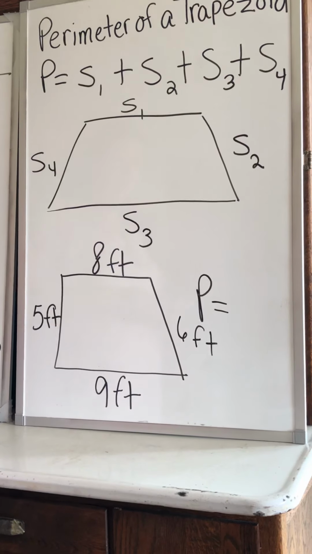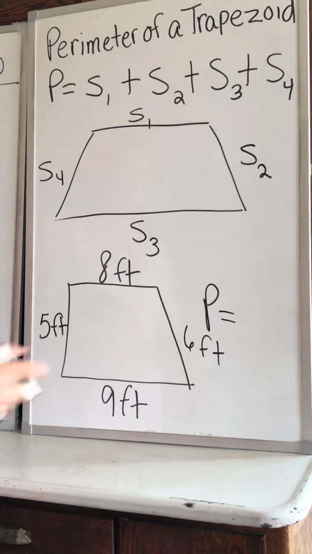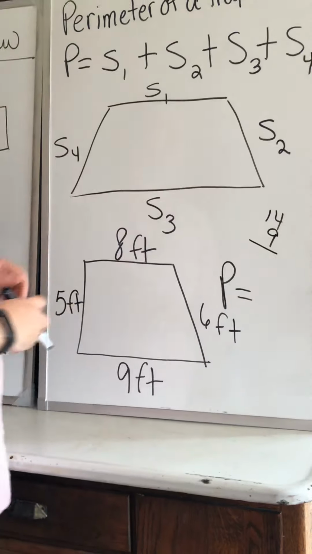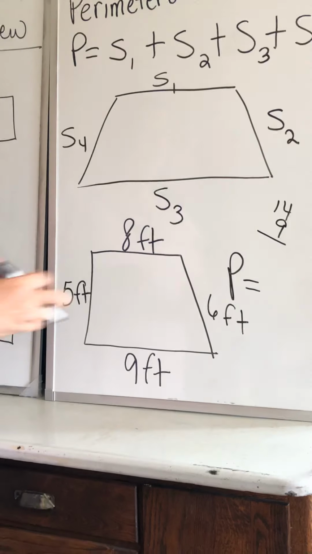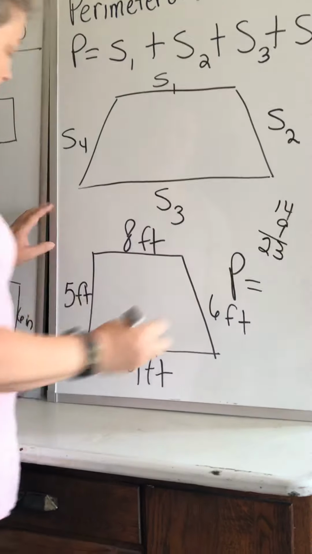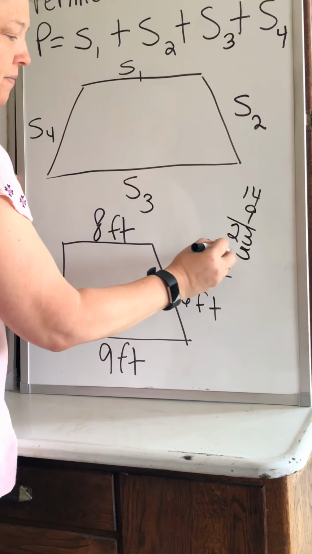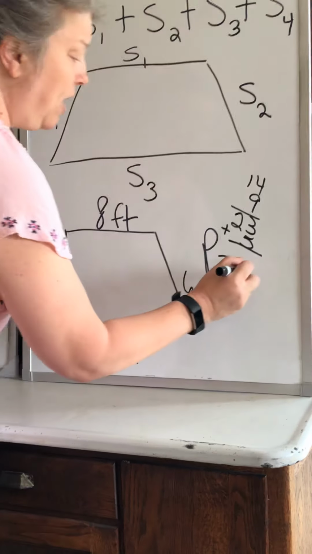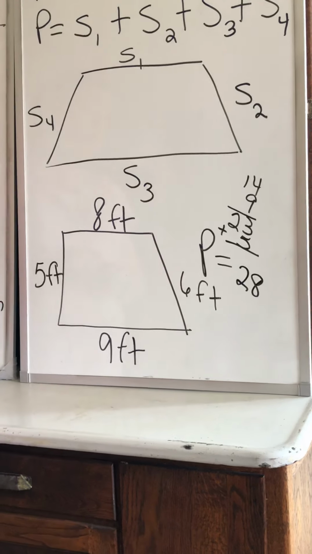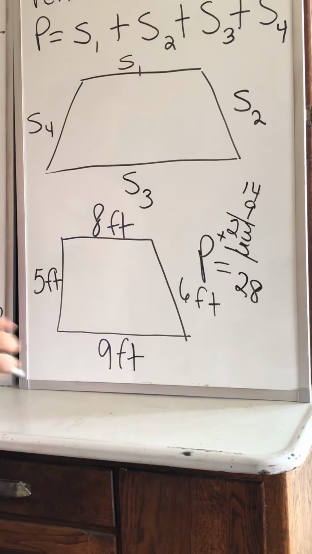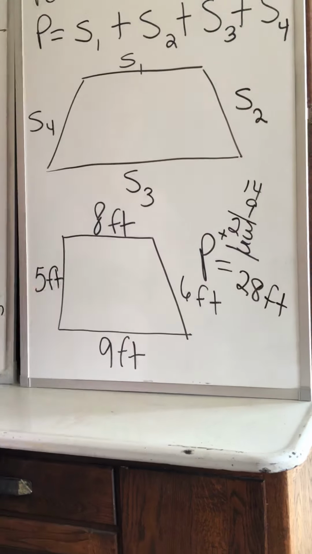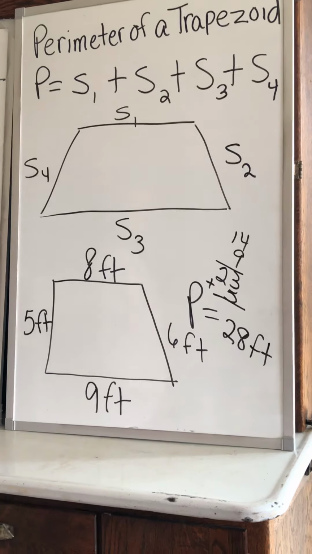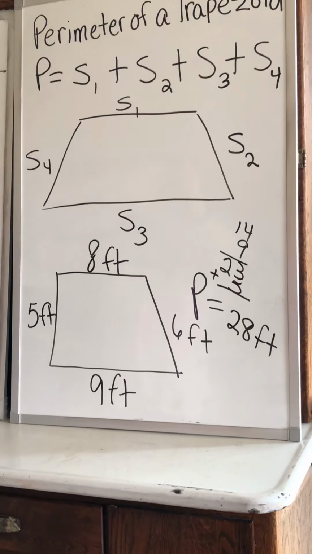8 plus 6 is 14. Plus 9, 14 plus 9 is 23. And then plus 5. 23 plus 5 is 28 what? 28 feet. And there is that problem right there. Okay, we're going to do a few more problems.